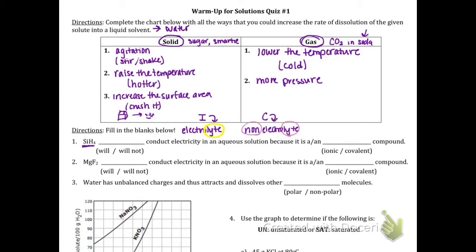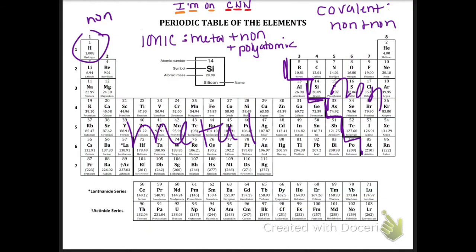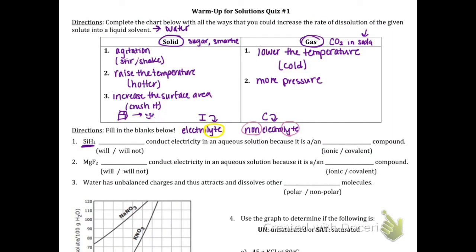Let's look at our first example. The first example here is silicon with hydrogen. So you look for Si, and you look for the letter H. Let's spot them. Silicon is over here, and hydrogen is over here. Those are two nonmetals. If it's two nonmetals, then it is a covalent compound. So you're going to circle covalent. Covalent compounds, if you look right here, are non-electrolytes, so they will not conduct electricity. It will not light up.